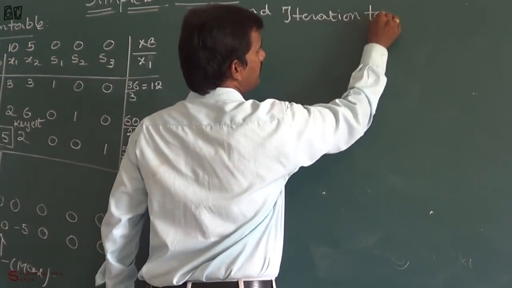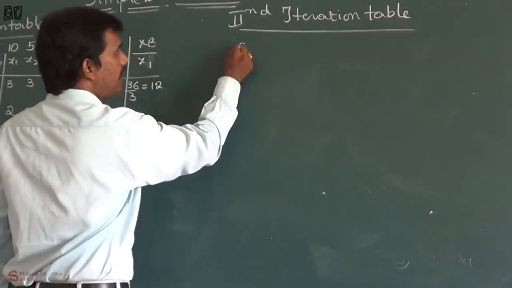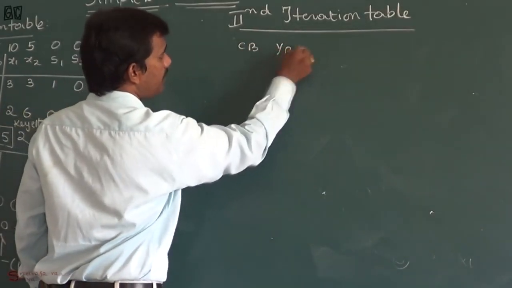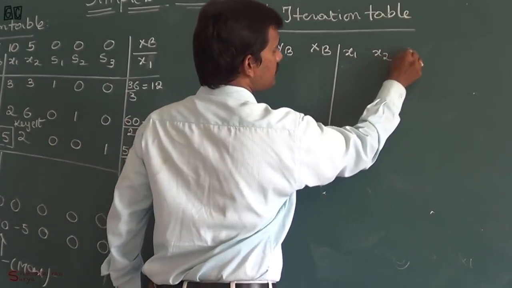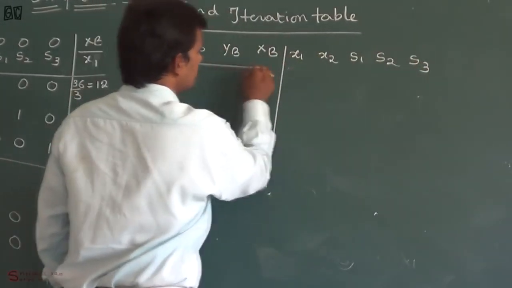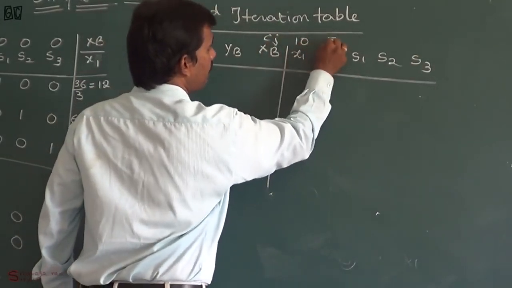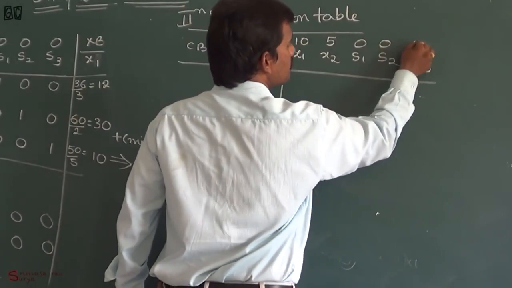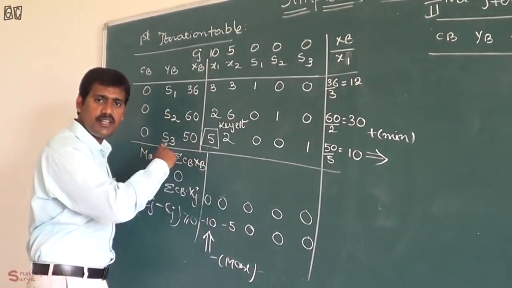Second iteration table. As usual we have CB, YB, XB, X1, X2, and all the other variables S1, S2, S3. And we have a Cj, that is 10, 5, 0, 0, 0. In this case, x1 is the incoming vector and s3 is the outgoing vector.